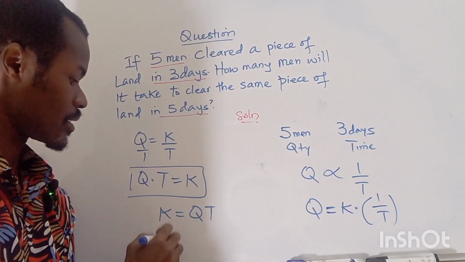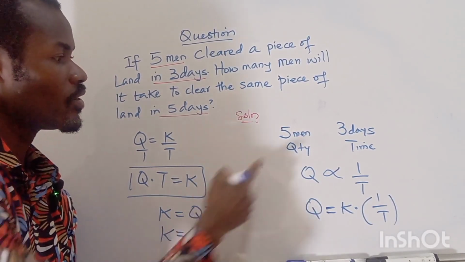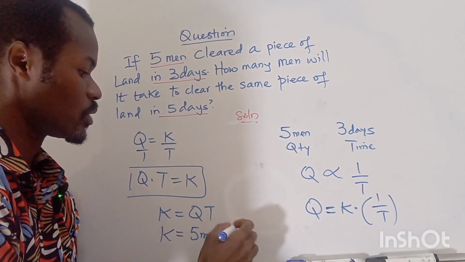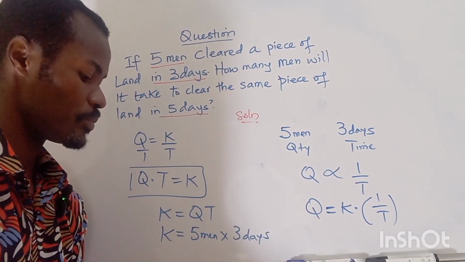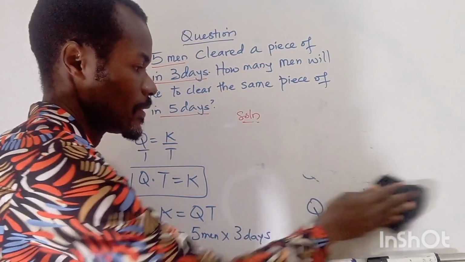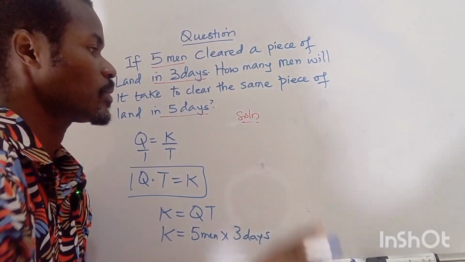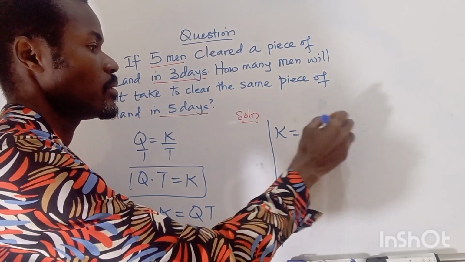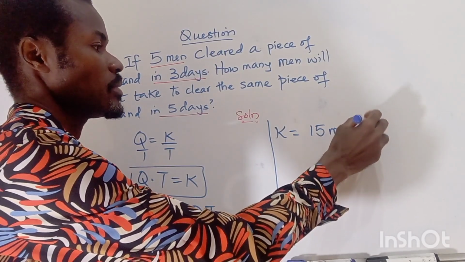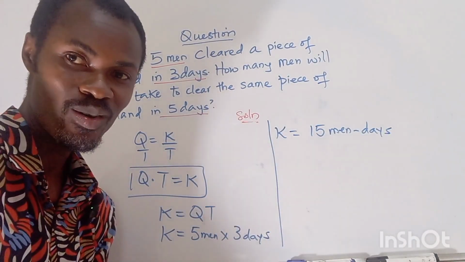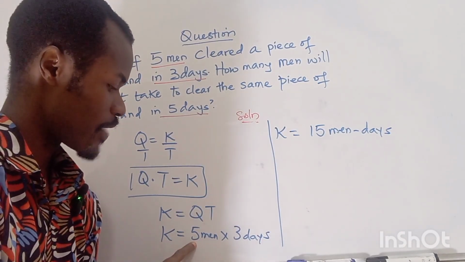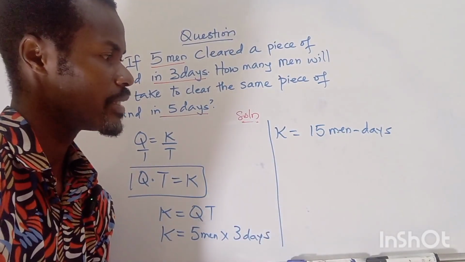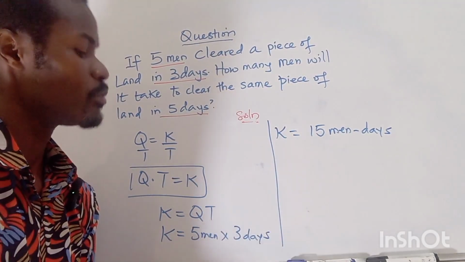So let's get the constant. The constant is equal to the quantity of men, 5 men, multiplied by the time, which is 3 days. Let's see what that gives us. We have our constant as 15 men days. So that is our constant in this problem. 5 times 3 is 15. Men times days, we have men days. Now with this constant, we can solve the question.